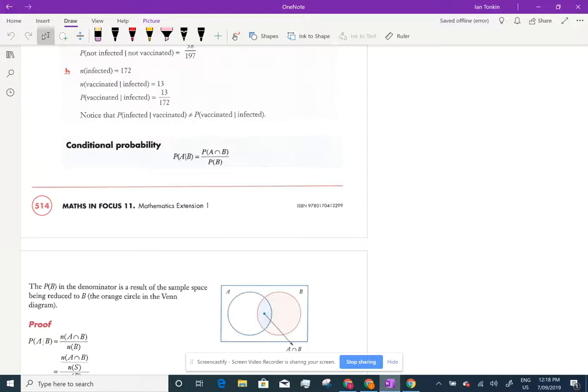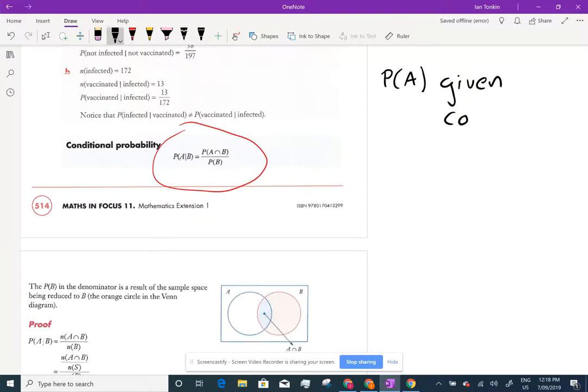So, conditional probability. And we've got the definition here. And that's just the probability of A given that B has already happened. The probability of A given the condition B. And we write that probability of A given B.